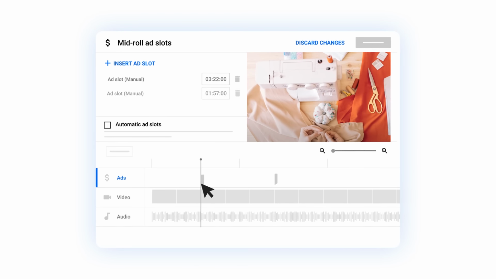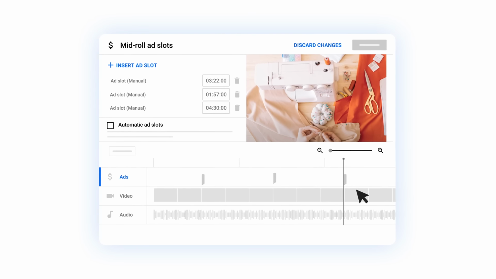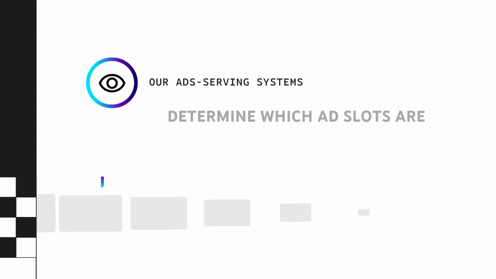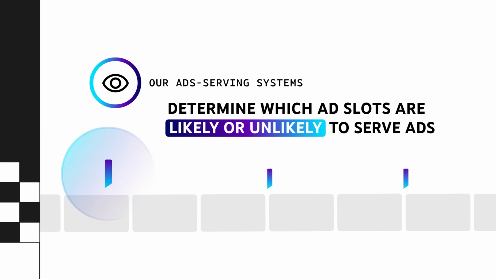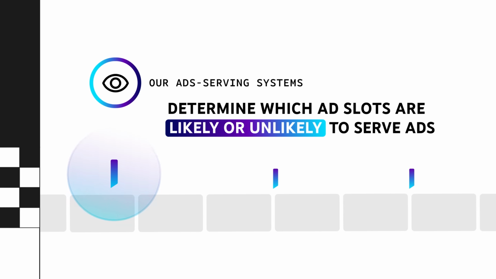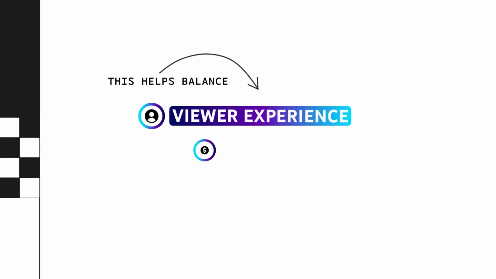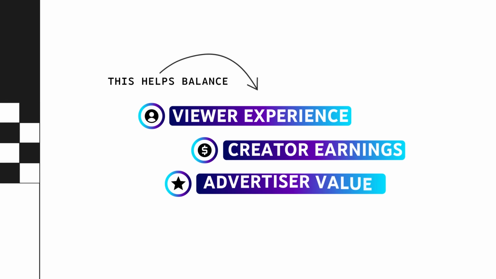As a reminder, when you place manual mid-roll ad slots, it tells our systems specific places in your video where you'd like an ad to serve. Our ad serving systems then determine which ad slots are likely or unlikely to serve ads based on a number of factors. This helps balance viewer experience, creator earnings, and advertiser value.